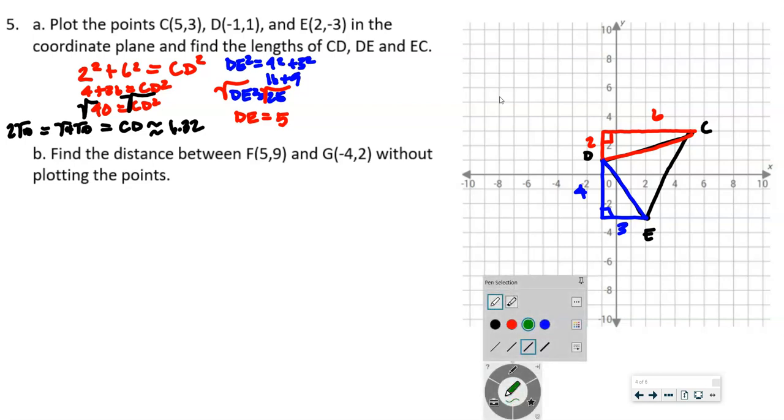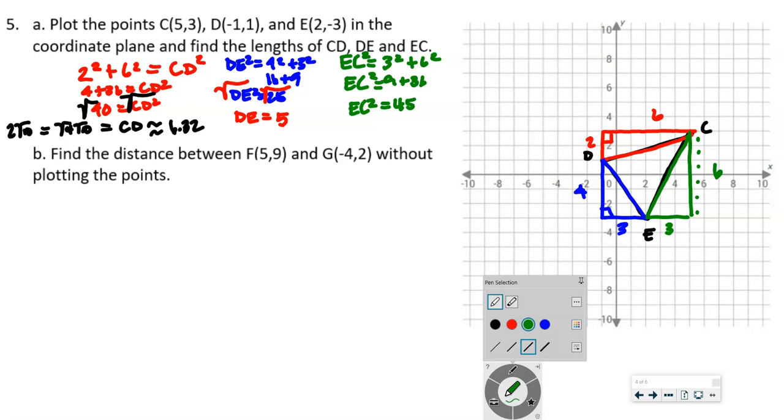This one is EC, right? EC is right there. So here we're going across 1, 2, 3. So that's 3 wide, and this one is 1, 2, 3, 4, 5, 6 tall. So with EC, that's going to be EC squared is equal to 3 squared plus 6 squared. That's 9 plus 36. So EC squared is equal to, what is that, 45?